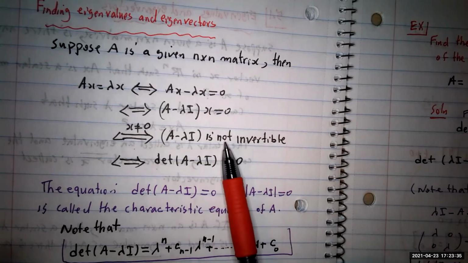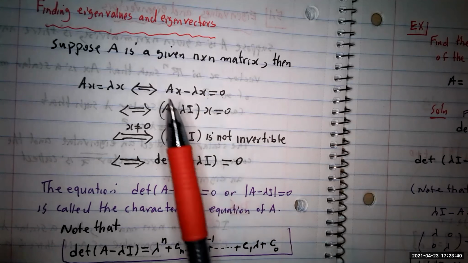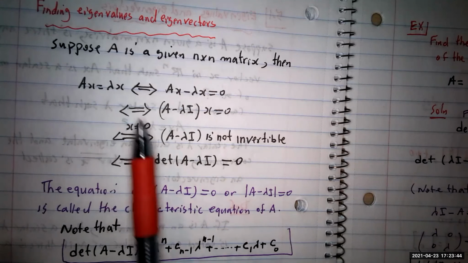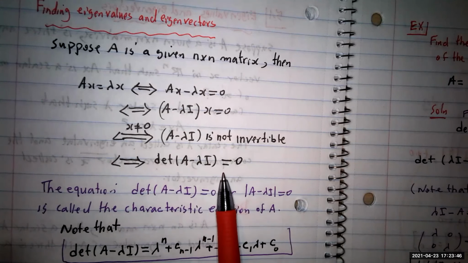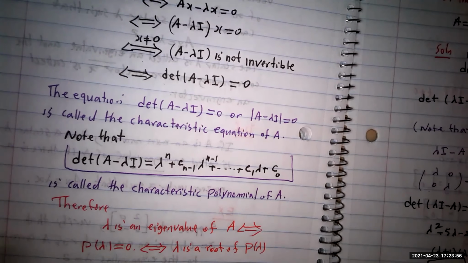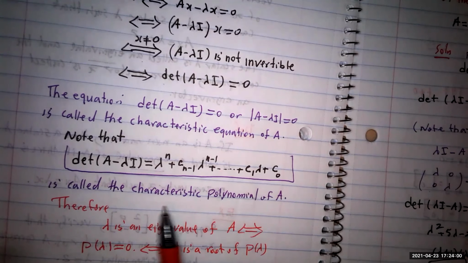We know that a matrix is not invertible if the determinant of the matrix is 0. So for the condition to be satisfied for lambda and x, you must have the determinant of A minus lambda I equal to 0. We just put them together. The result is going to be a polynomial in lambda. This polynomial is called the characteristic polynomial of the matrix A.